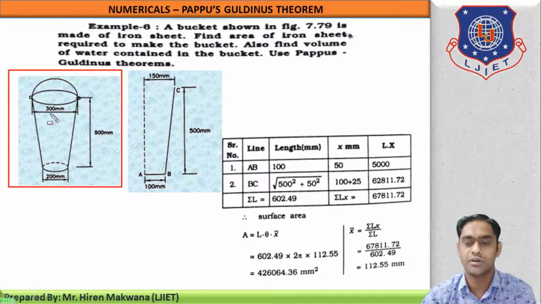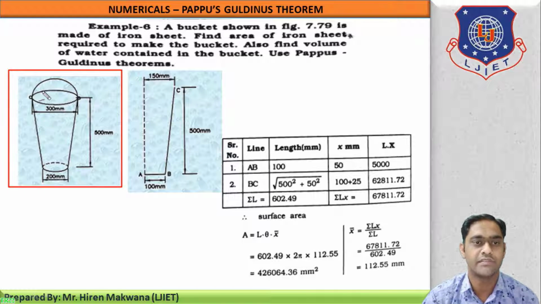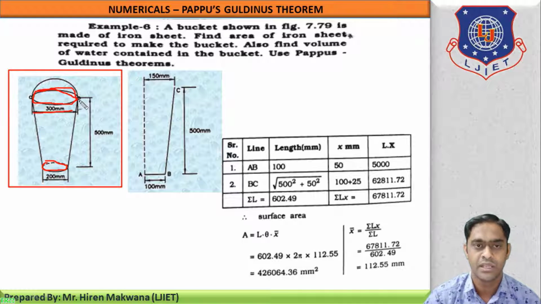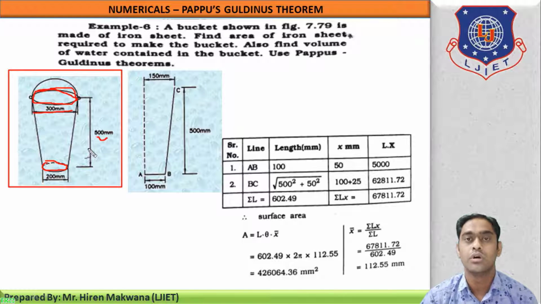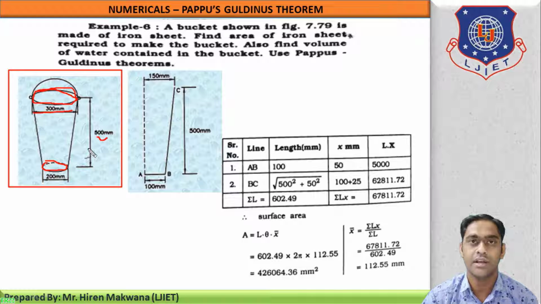Now this bucket, concentrate on this bucket itself. This is the upper open portion of this bucket, which is having diameter 300 mm, and the lower diameter of the bucket is 200 mm. This is the handle of the bucket, which is for decorative purpose only. Height of the bucket is 500 mm given to you. So first of all, we have to calculate area of iron sheet required to make the bucket.